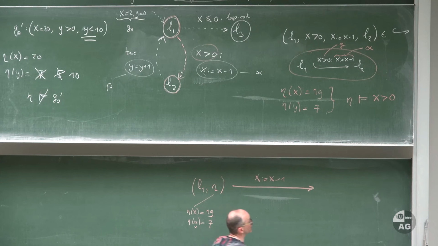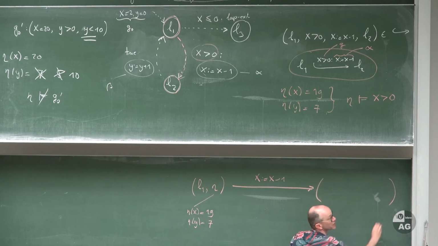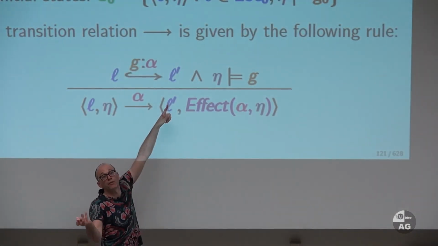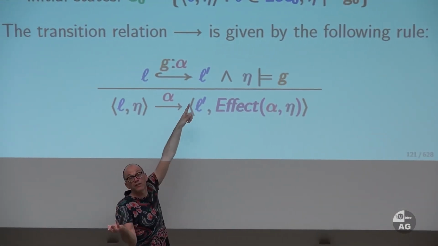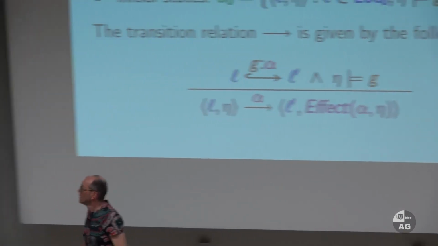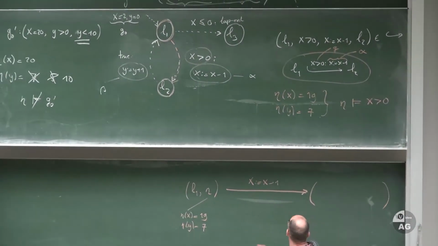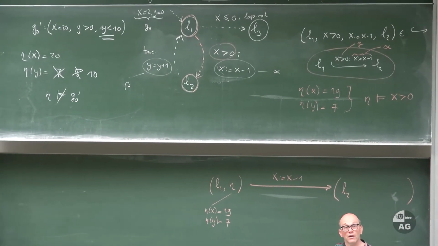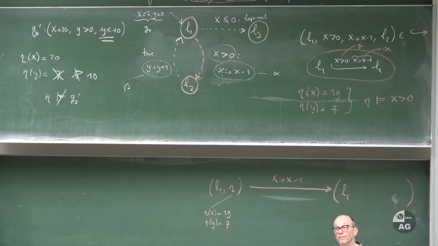What is my next state? Well, my next state consists of L prime. What is L prime? Well, L prime is the value of the program counter after doing this. So I can read this off from my graph. So this L prime is actually exactly in my case L2, right? Because we take the orange edge in my graph.